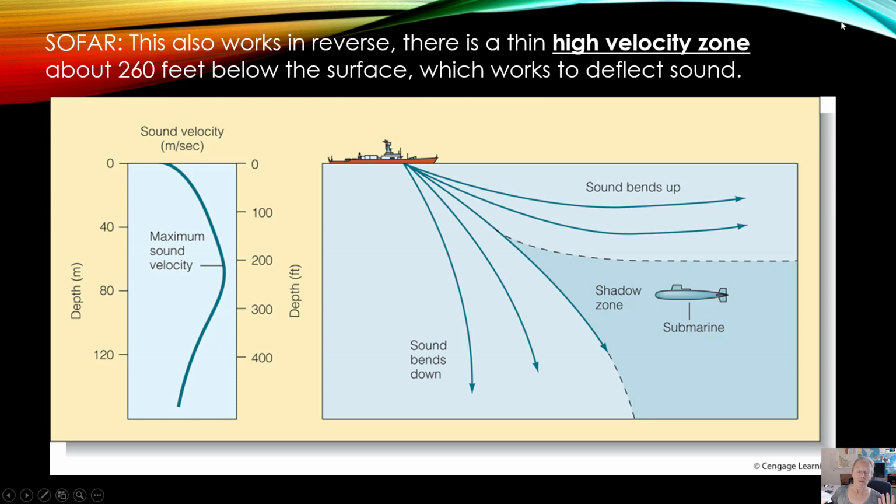And so the relevance of that, if you're interested in things like war, is that if you're sneaking up on someone with a submarine, that's the zone to stay in to make sure that the ships above can't hear you coming.